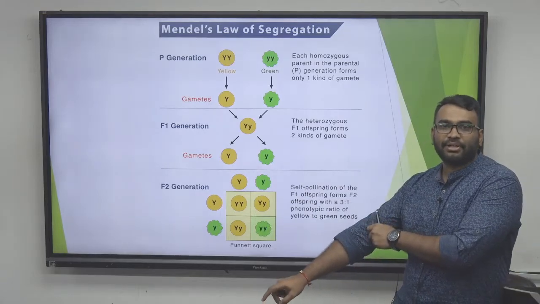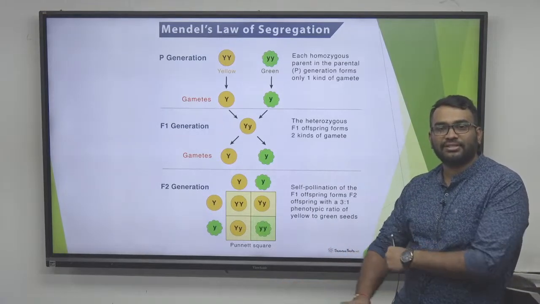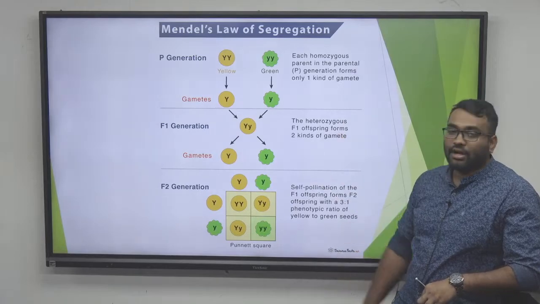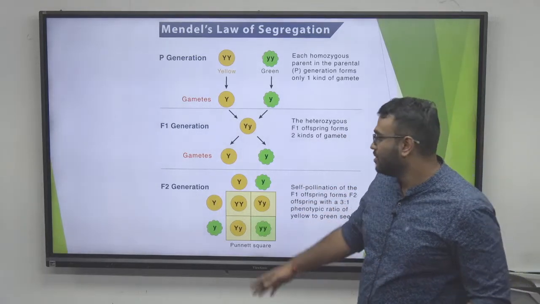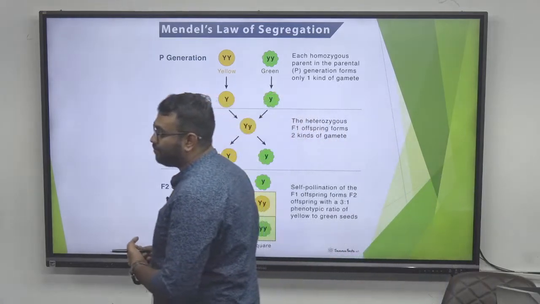There is no intermixing between these gametes. So that is the simplest understanding of this law of segregation, and that's why purity would be maintained in the further generations also. Just establish this with an example of a character.